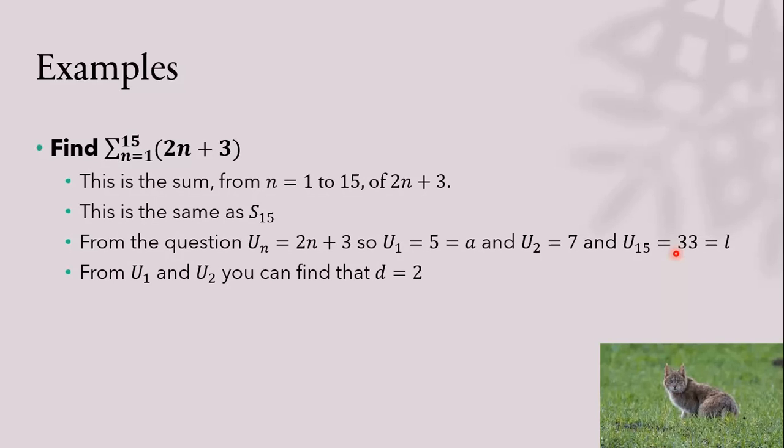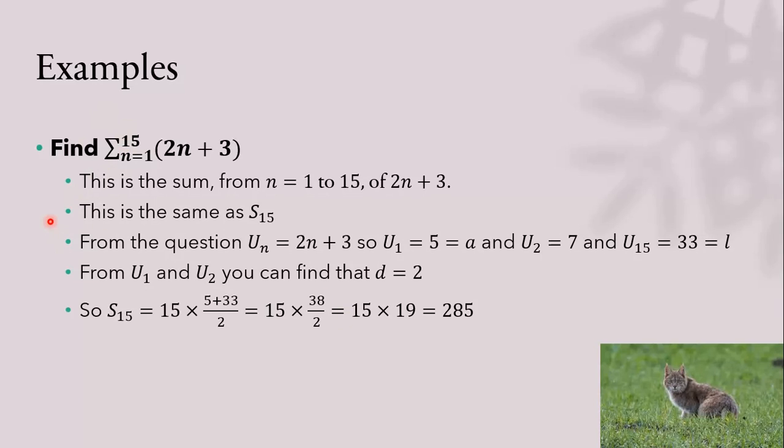From u1 and u2, you can find that d equals 2, which allows you to find... Hang on a minute, we don't need d, do we? I've found an extra thing when I don't need to. So S of 15 is 15 lots of 5 plus 33 over 2, which is 15 lots of 38 over 2, which is 15 times 9, which is 285. That's it. Simple as that.